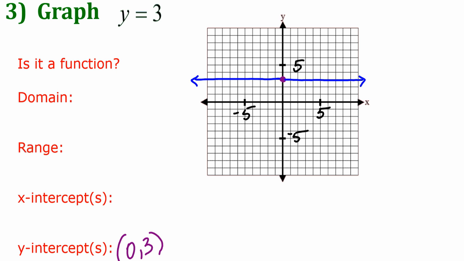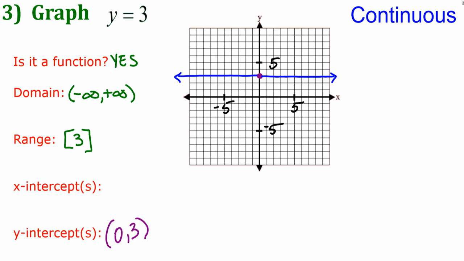Would this be considered a function? Yes, it would. What would be the domain? Well, as we look at the inputs, there's no restrictions, so that would go from negative infinity to positive infinity. What about the range? Well, for outputs, every single output is 3, and so that's very specific. So we would just say 3 is the range, and that's within our brackets.